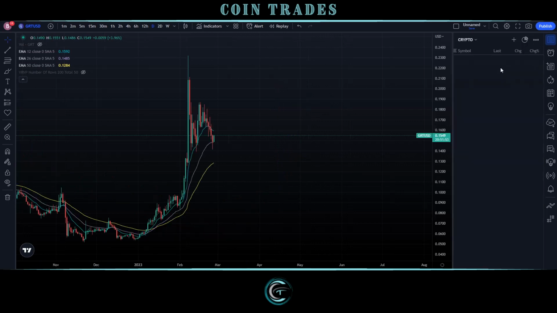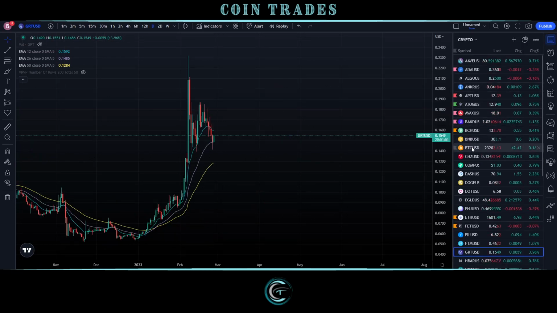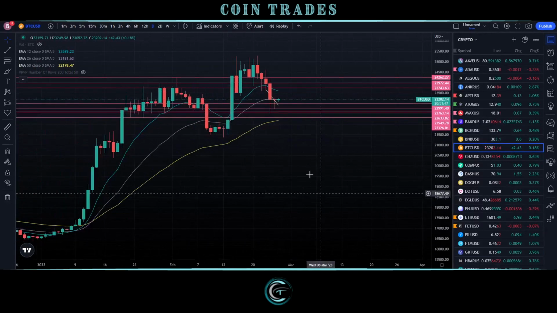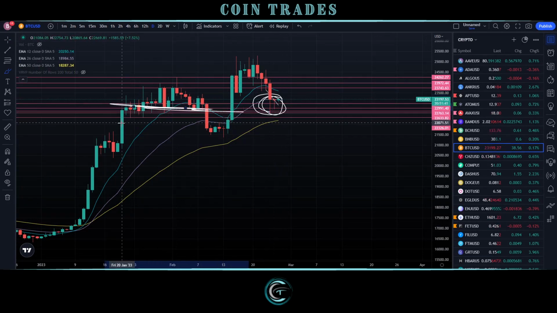Now, I think looking at Bitcoin right now and just talking about the price potential for that, we are seeing a very nice indication of a little bit of that selling pressure being exhausted as well as a lot of dip buying on these previous levels of support.